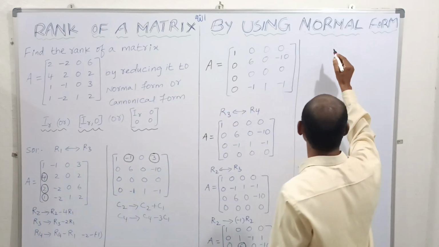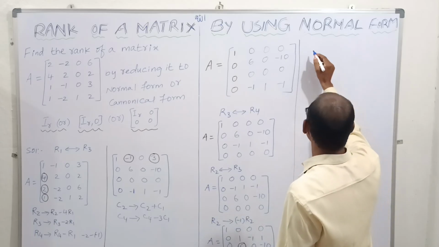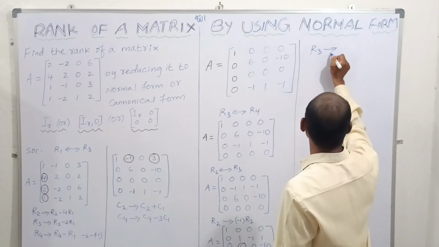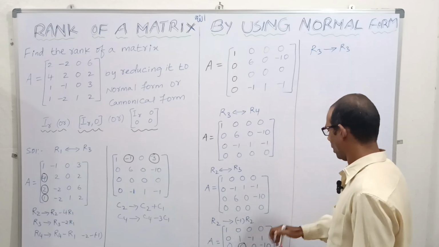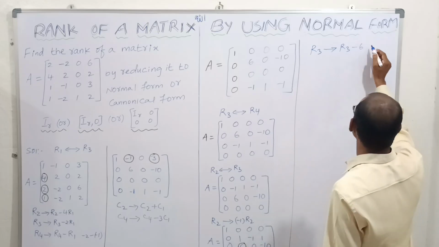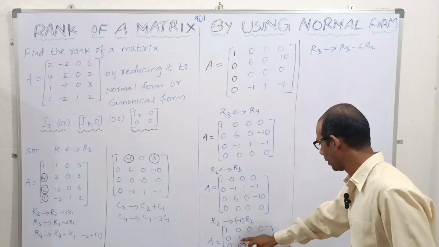So I will use the operation R3 is changed as R3 minus 6 R2.